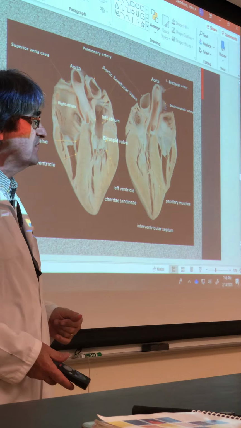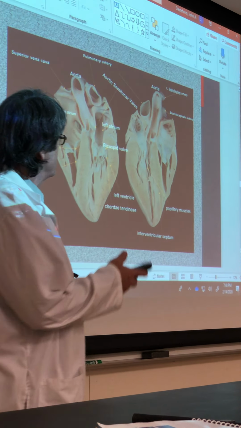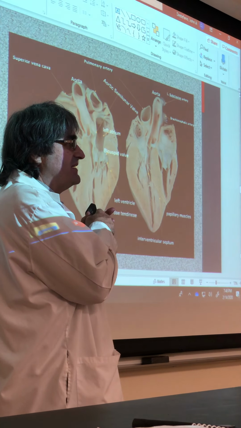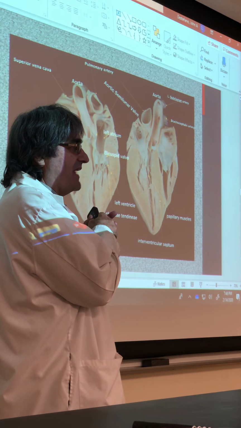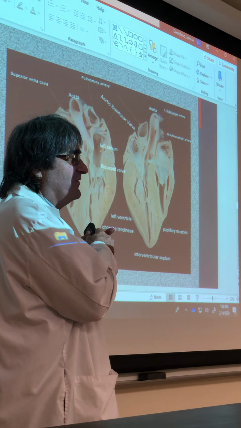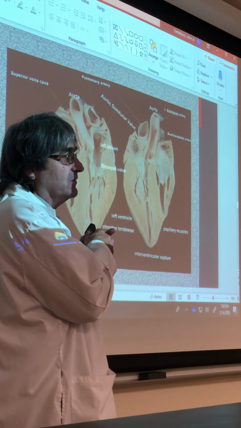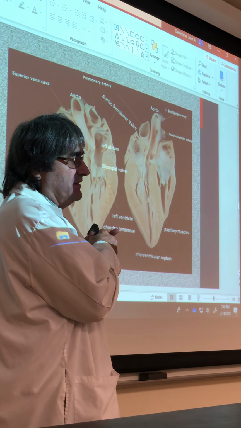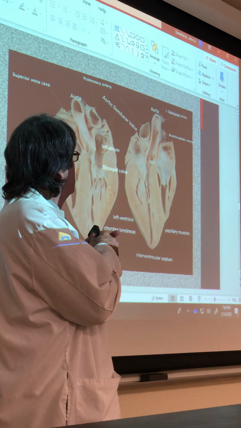Now that you got the chambers, what about the structures? What structure is that? It's the right side. It's between the right atrium and right ventricle. What valve is on that? That's the valve, by the way. What valve is that? Tricuspid. On the right side, it's the tricuspid valve.